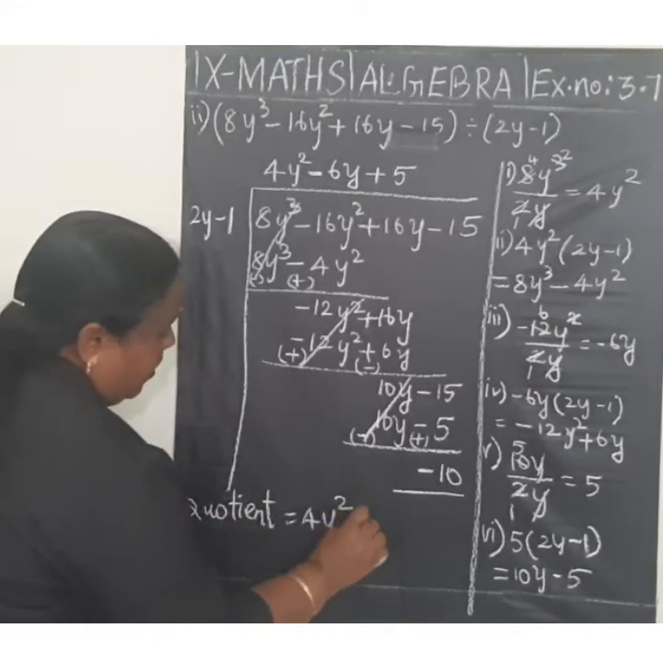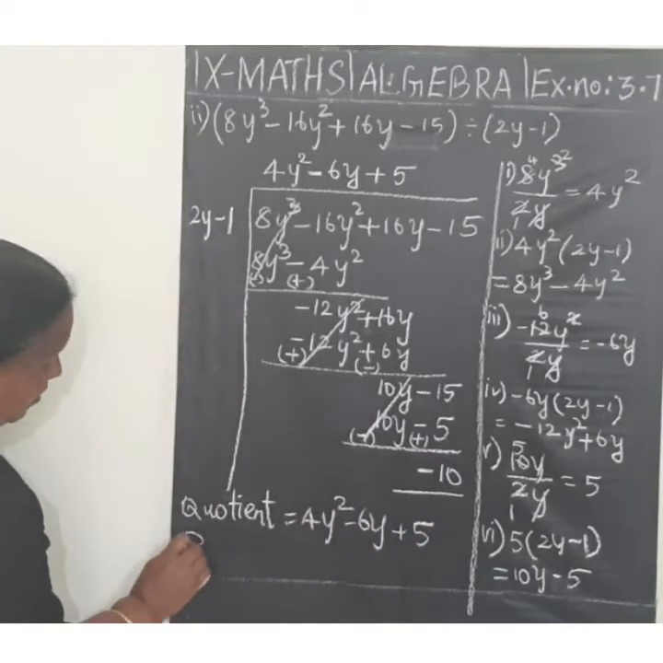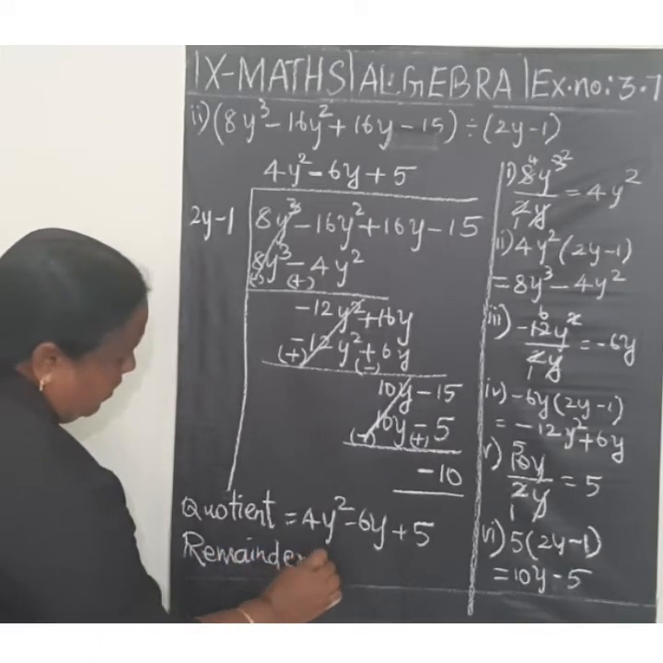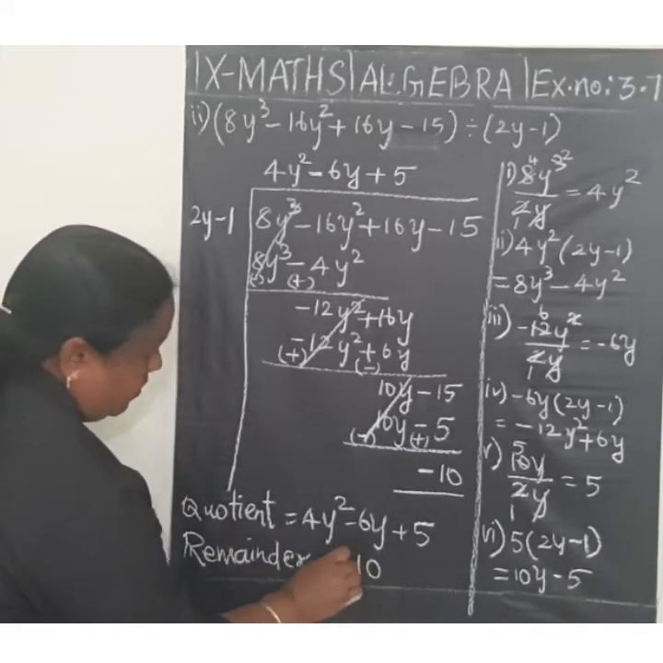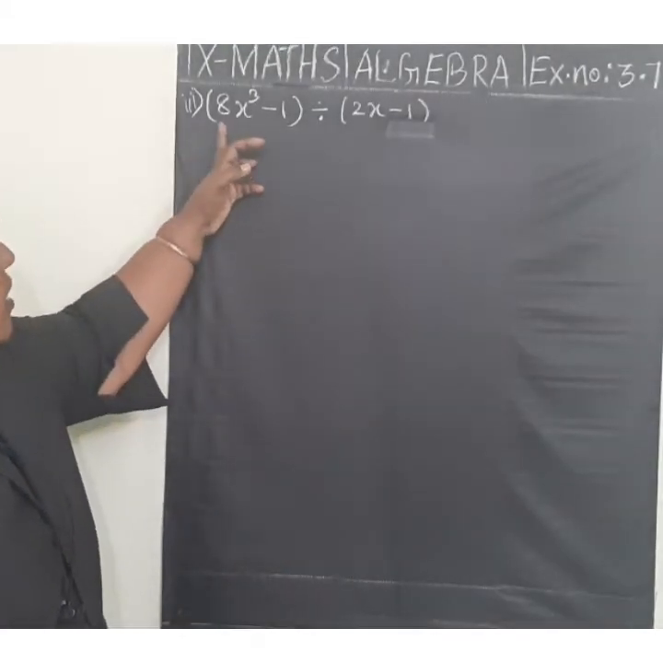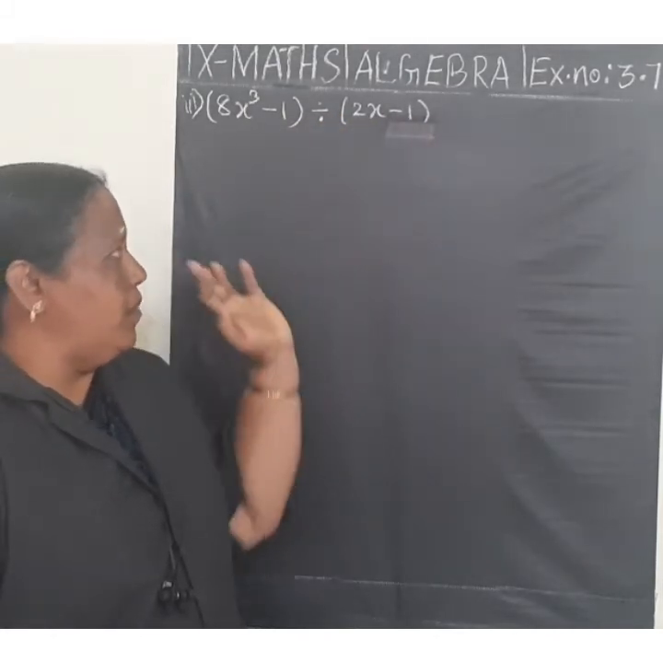4y square minus 6y plus 5. Then our remainder is equal to minus 10. Next, third subdivision, 8x cube minus 1 divided by 2x minus 1.